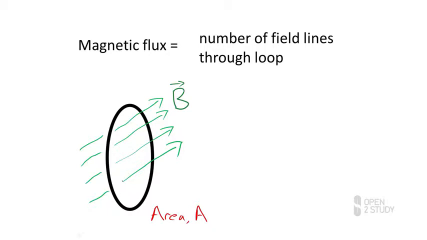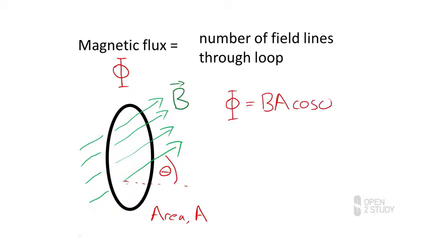The other thing it might depend upon is the angle made between those magnetic field lines and the loop, and we'll call that angle here theta. So our magnetic flux, which we'll use the symbol capital letter phi, the Greek letter here, we can write as depending upon all of those factors: the magnetic field strength, B, multiplied by the area of the coil, A, multiplied by the cosine of the angle, cosine theta. So there's a measure of how many field lines are going through the loop.